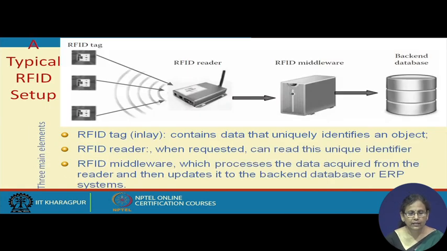This is a typical RFID setup where the tags will be read by a reader. The reader, of course, is not shown in this diagram, but the reader in turn can be connected to many antennas which read the RFID tag. Then the reader will be connected to a middleware which does some kind of filtering of the data, and then the data enters the backend database.